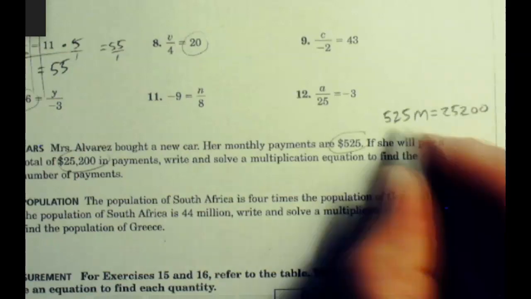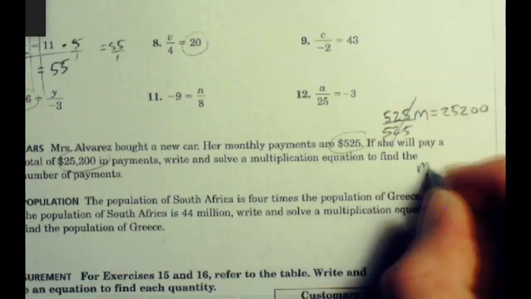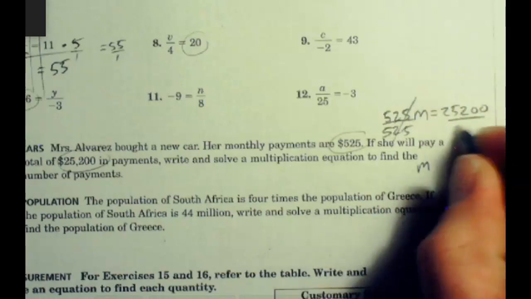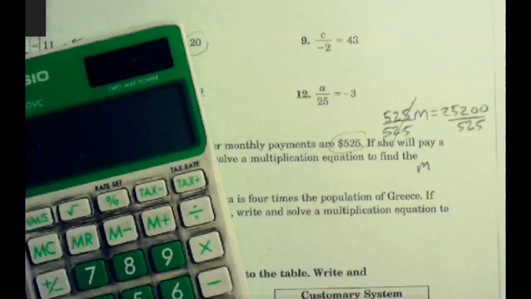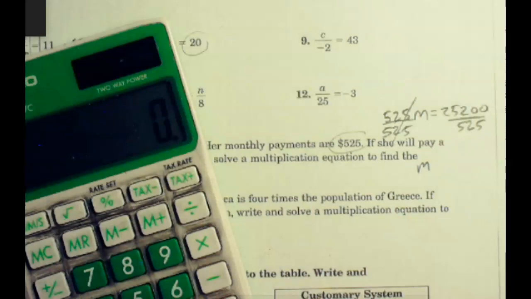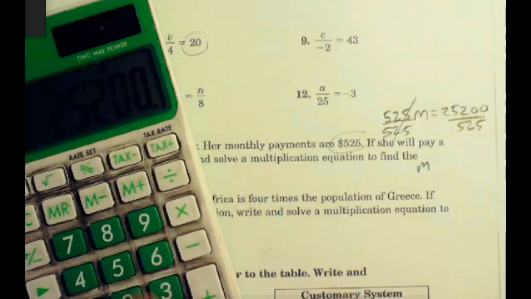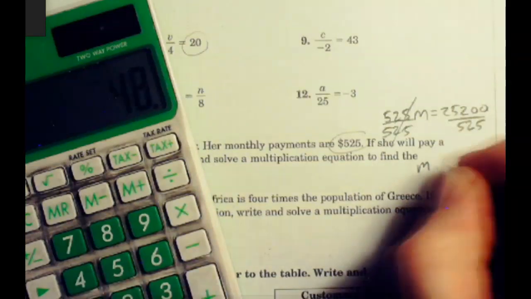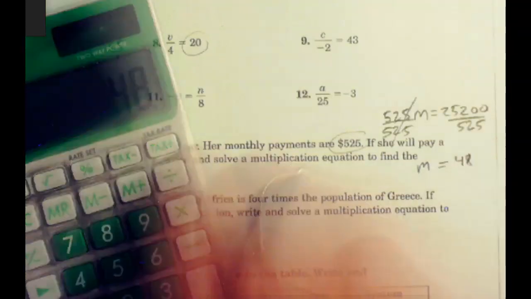Then we're going to divide by 525 on both sides. We get that m is on this side and 525 on this side. Pop it in the old calculator. 25,200 divided by 525. It's going to be 48 payments. M is equal to 48 months or 48 payments.